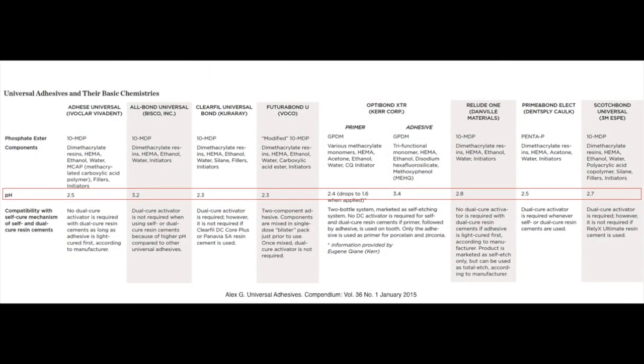Gary Alex published in 2015 a paper on the basic chemistry of universal adhesives. In this paper, you will find a chart with a list of dental adhesives and their corresponding pH.